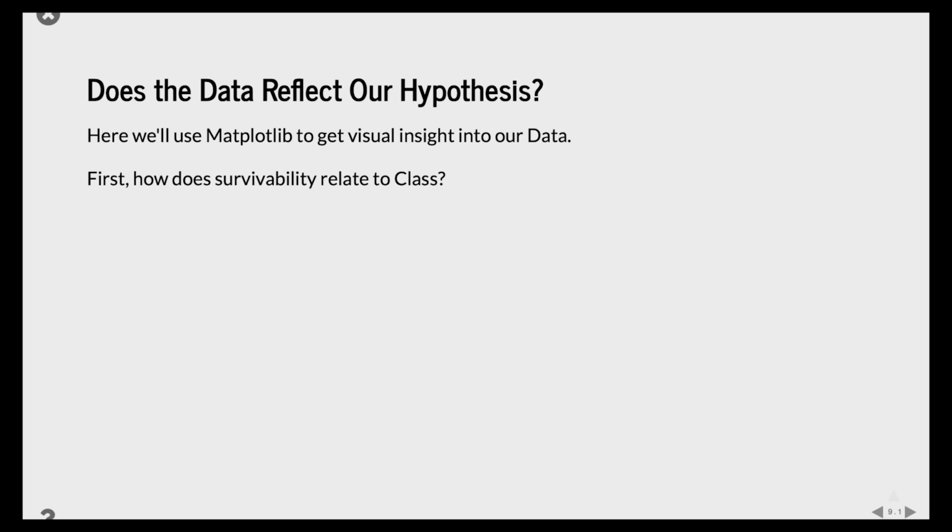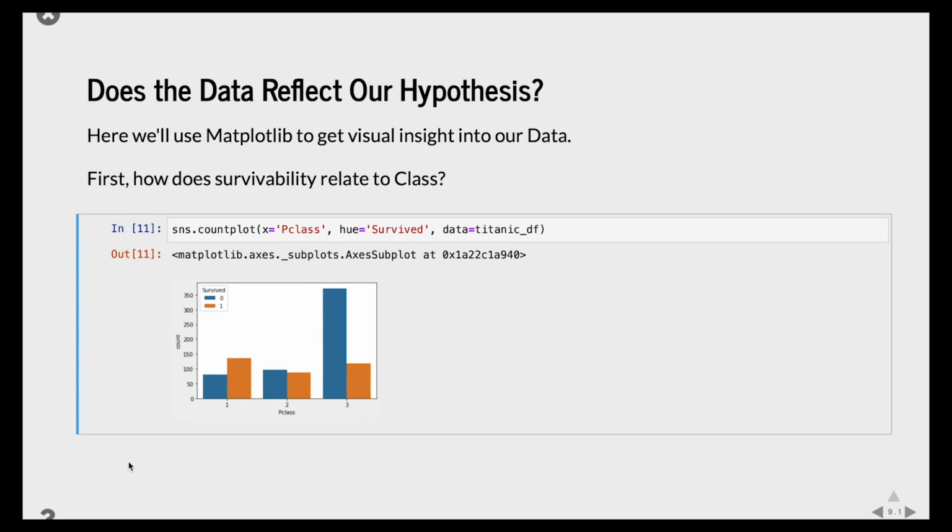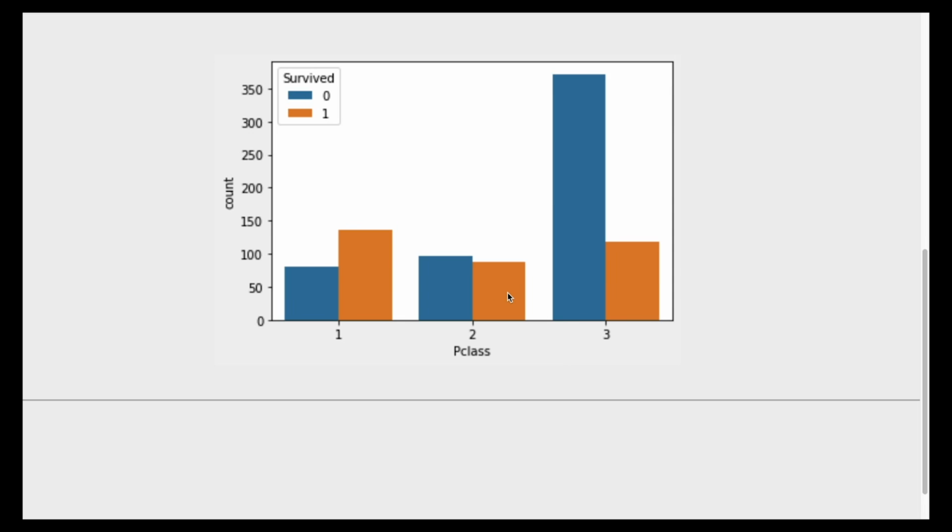Well, the first thing we can do is map the survivability against the class. And we get a nice little chart here, which shows us the survivability based on class. Now, first class is the best. Second class is like, second class, and third class is the worst. It's Leonardo DiCaprio. If 1 means they survived and 0 means they didn't survive, what we can see is a higher proportion of people in first class survived, whereas in third class, a higher proportion of people died than survived. So this is actually reflecting our hypothesis so far.